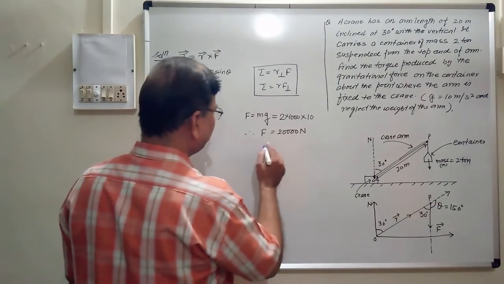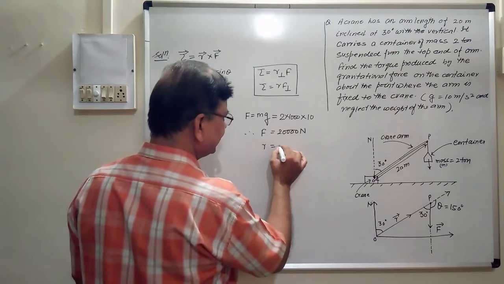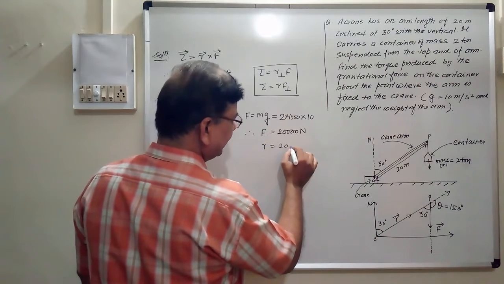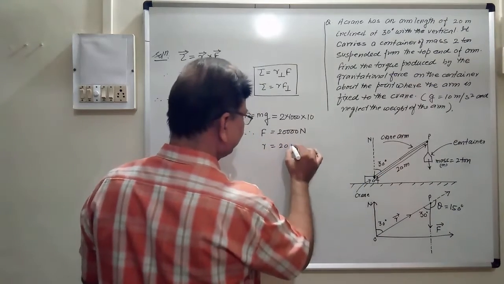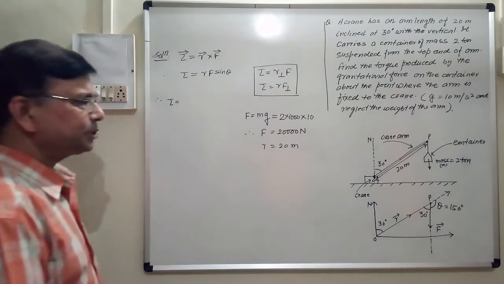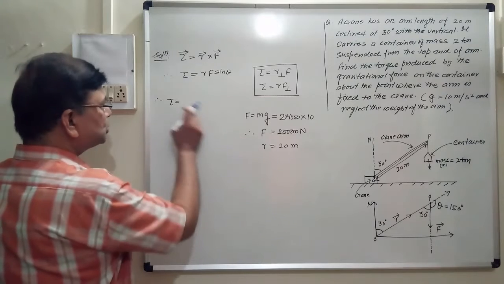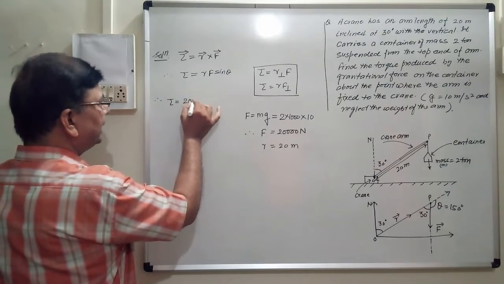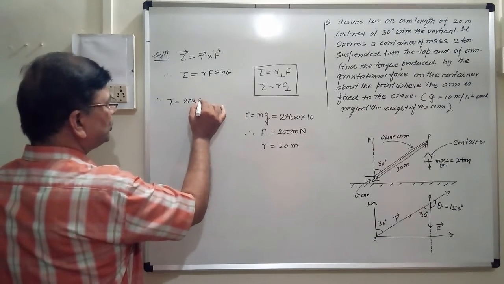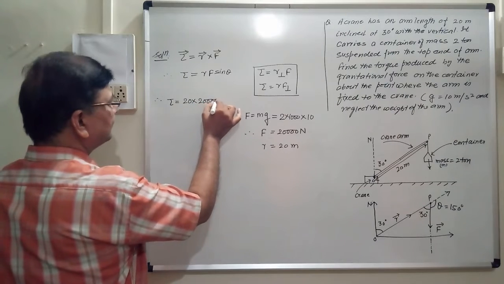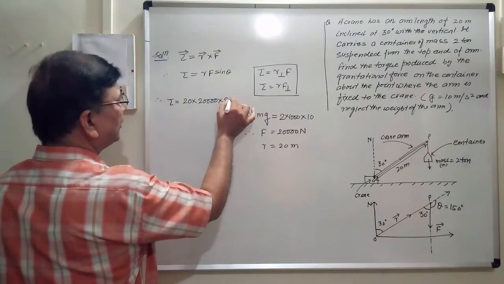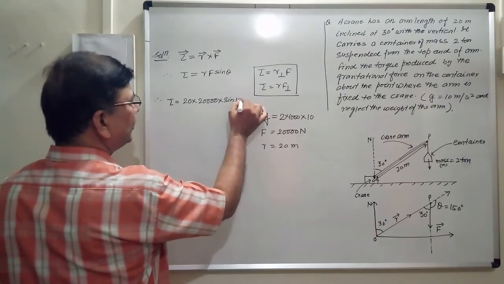And what is R? Magnitude of this, that is 20 meters. This is the magnitude of the length of position vector. So R is 20. I will put over here. F is 20,000 into sine of how much? 150 degree.